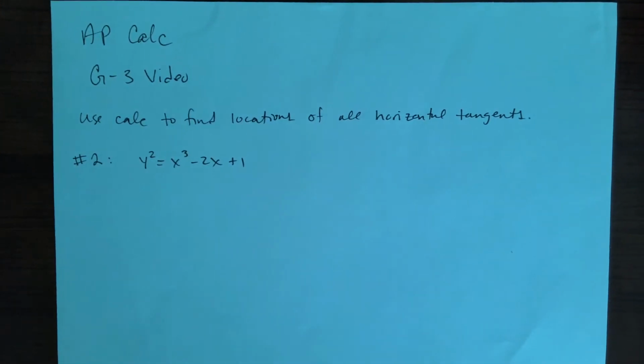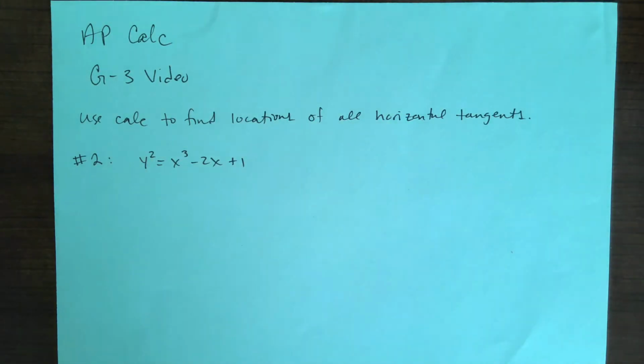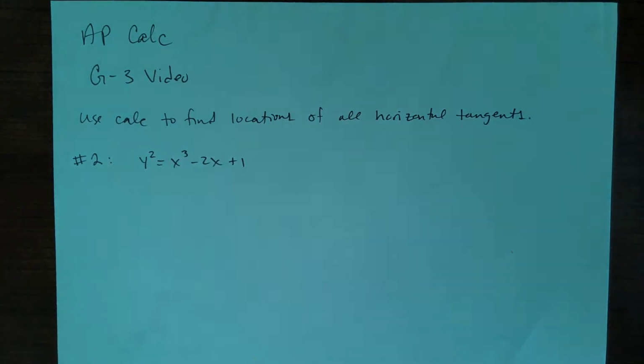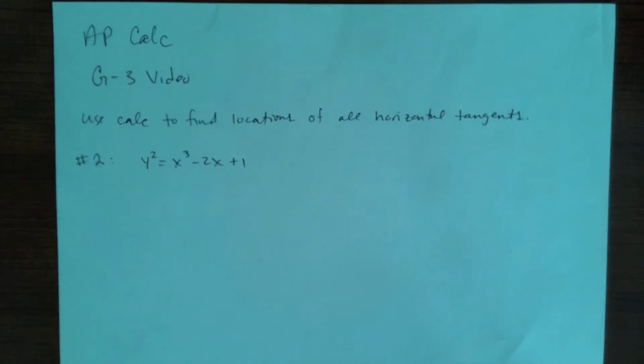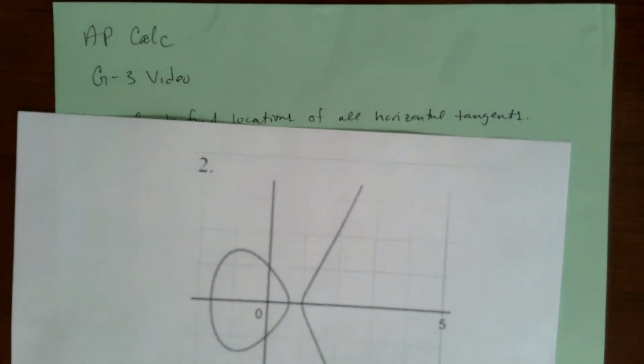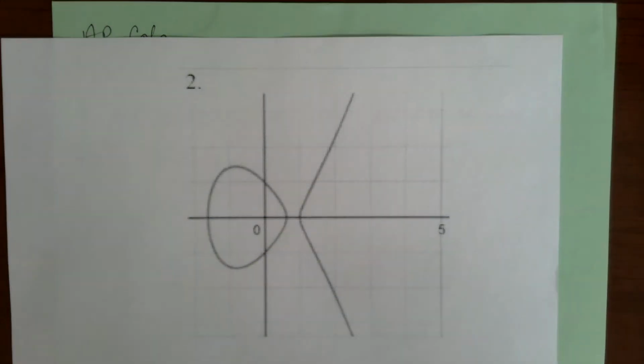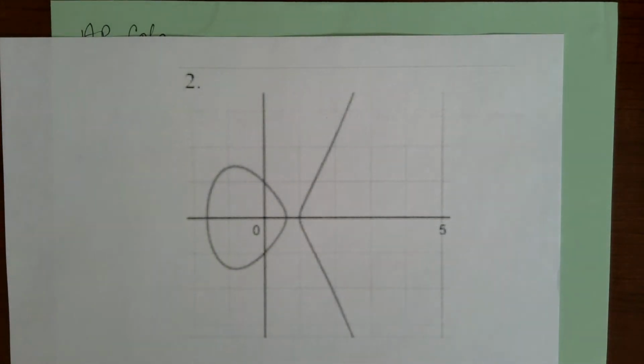Okay, so G3, use calculus to find the locations of all horizontal tangents. So, guys, what you've got to know is that, actually, let me show you this first. All right, so we're going to do number 2 and number 6. And here I've provided the graphs for you to help you visualize what's going on. Okay, so here is number 2.